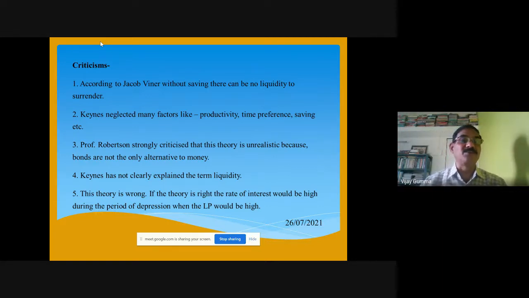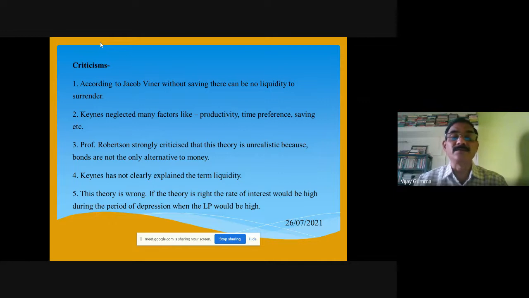Keynesian liquidity preference theory of interest has been criticized by various economists on the following grounds. The criticisms on the liquidity preference theory of interest are as follows. One, according to Jacob Wiener, without saving, there can be no liquidity to surrender. Without saving, we cannot sacrifice money.